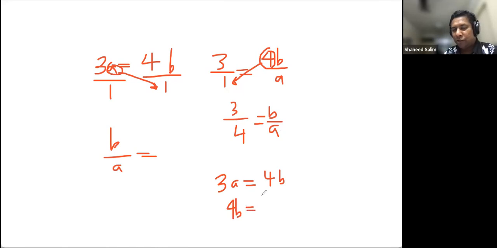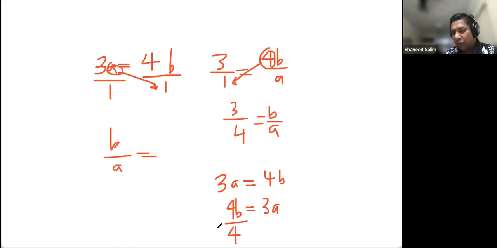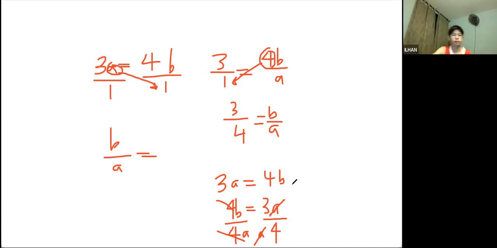4B equals 3A. This is still correct? Correct. So you have to shift the letter. I need to divide by 4 here, and then I divide by 4 here. Then I divide by A here. Yeah, I put a divide by A. I have an A here. So B over A is 3 over 4. Are we okay?